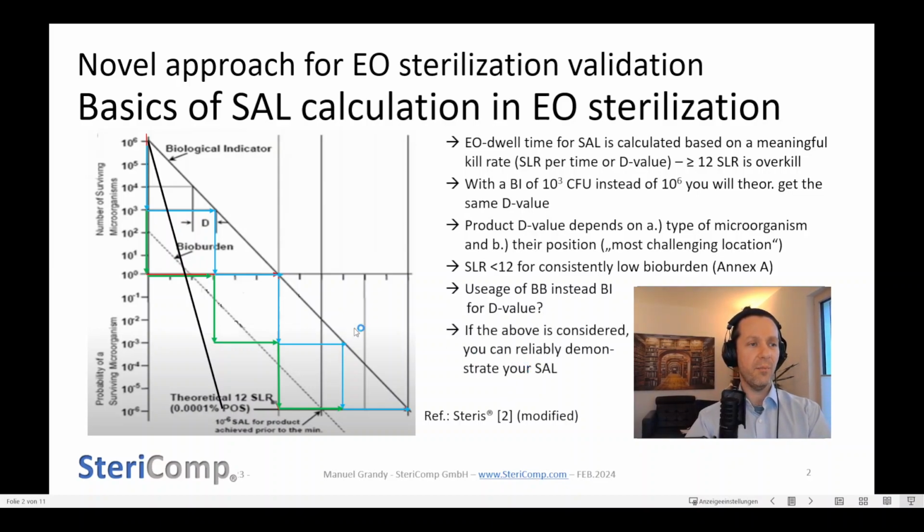So to wrap this up, if all this is considered, if you are using a BI, a Bacillus atrophaeus, at the most challenging location with, for example, 10 to the 6 spores, and if you established your cycle with this, for example, 12 spore reductions, then you are quite sure that your bioburden, for a variety of types and also for spikes for higher bioburden, will be less resistant than what you showed for the validation. And you can rely on your validation if you are following this approach.